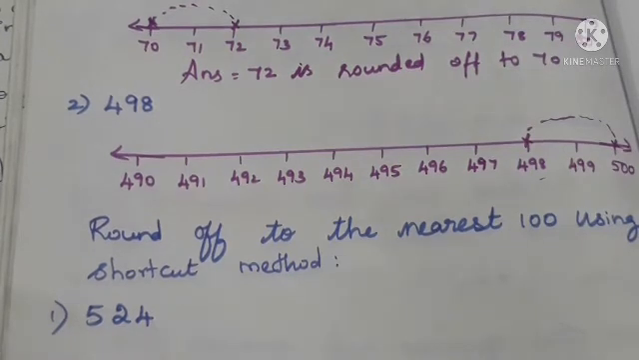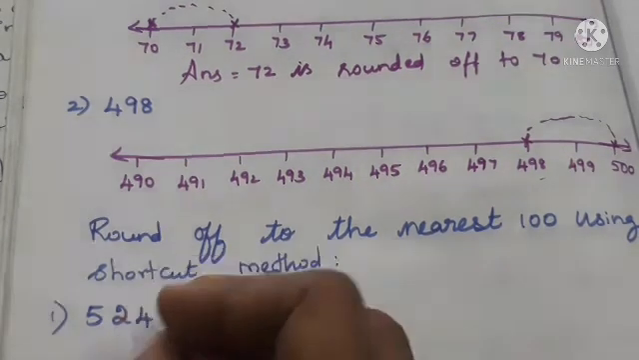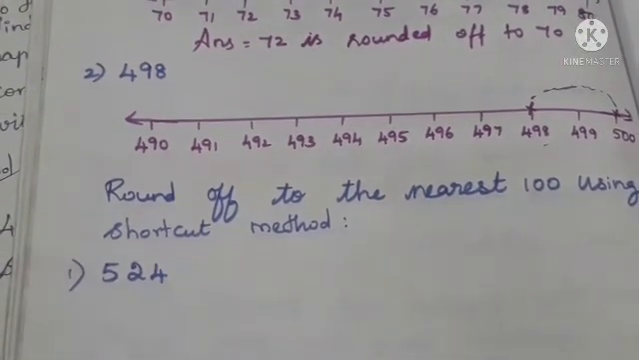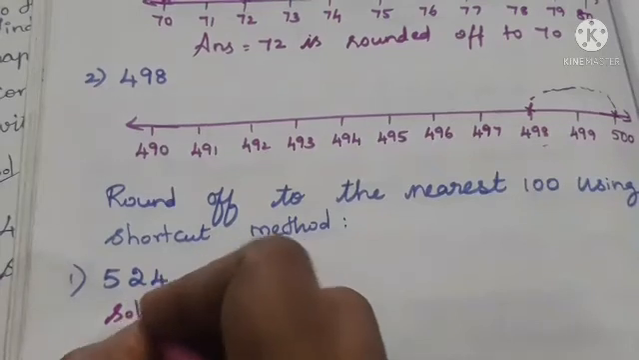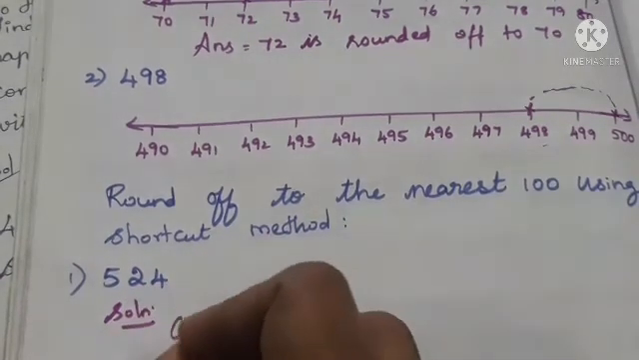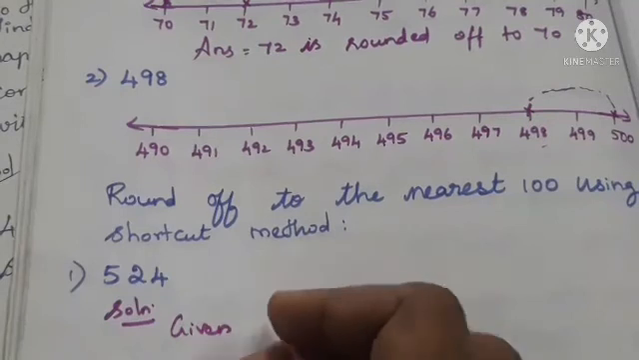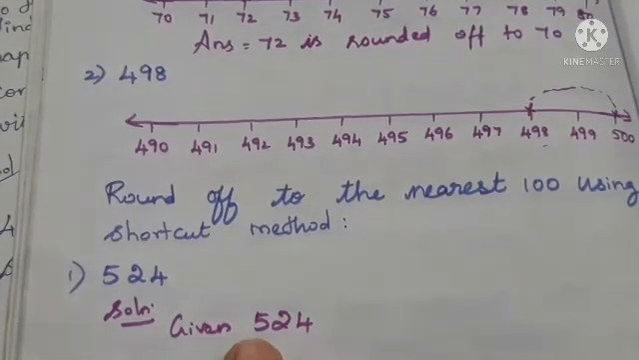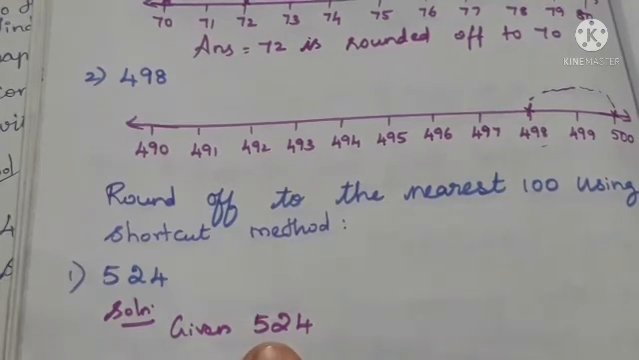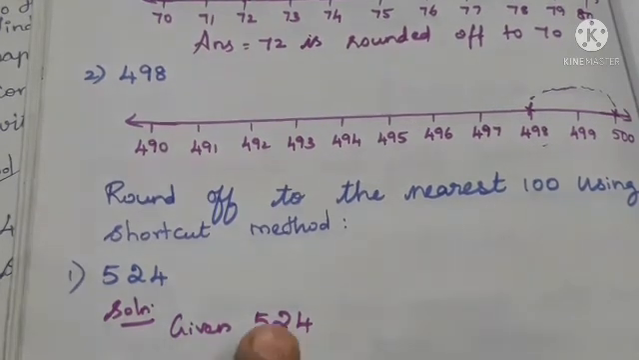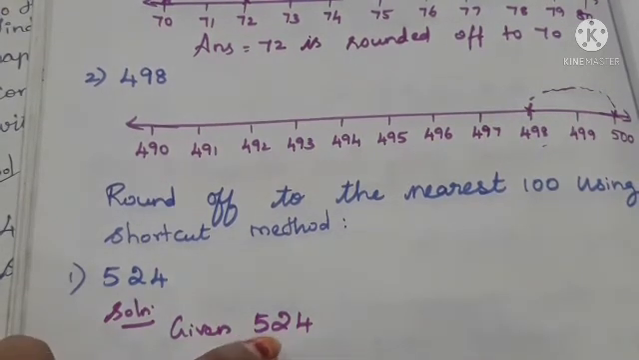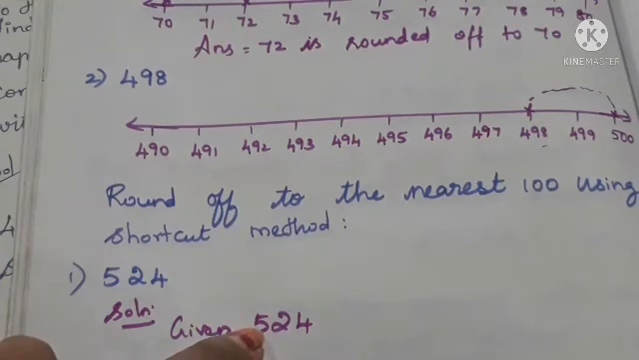Okay, so we can write the solution. Given number is 524. Here 5 is the hundreds place, 2 is the tens place and 4 is the ones place. Don't be confused. Here we have to focus on the tens place only, not the hundreds place. They ask us to round to the hundreds place, but we focus on the tens place.